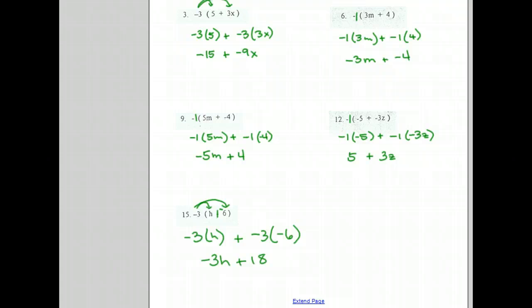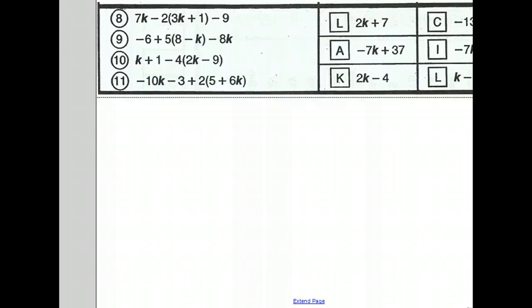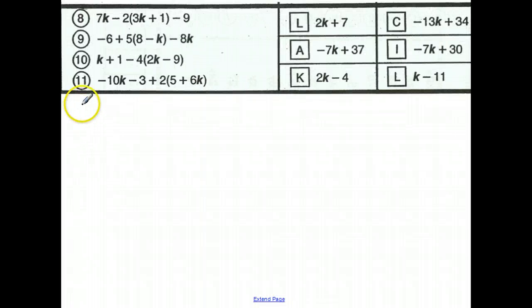Okay, I'm going to go on and look at the next page that I asked you to complete. And I might have to shift the screen a little bit. Okay, we're going to work on these problems from the Ray Flube page. I asked you to do numbers 8 through 11. Starting with number 8, I have 7k minus 2 times the quantity 3k plus 1 minus 9.